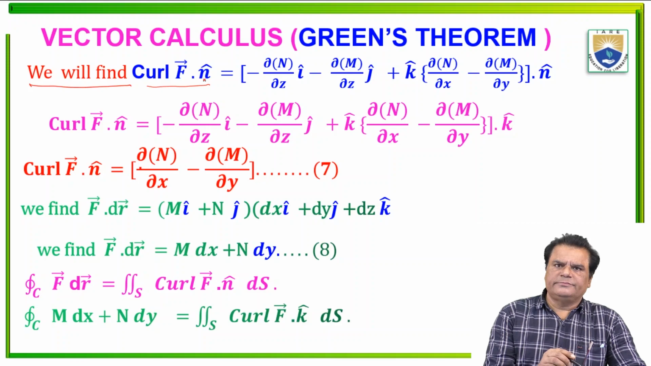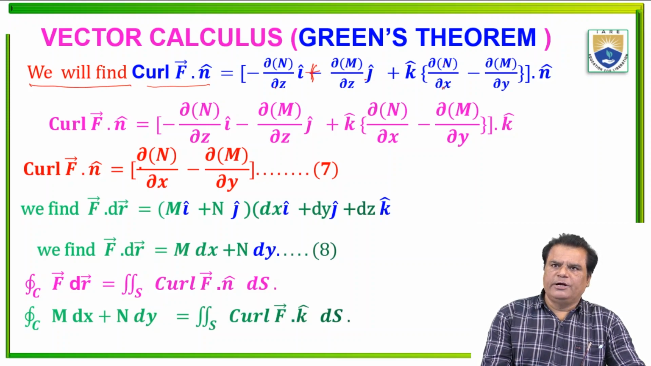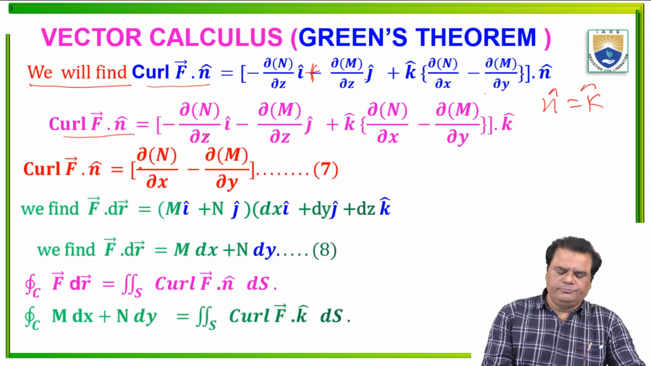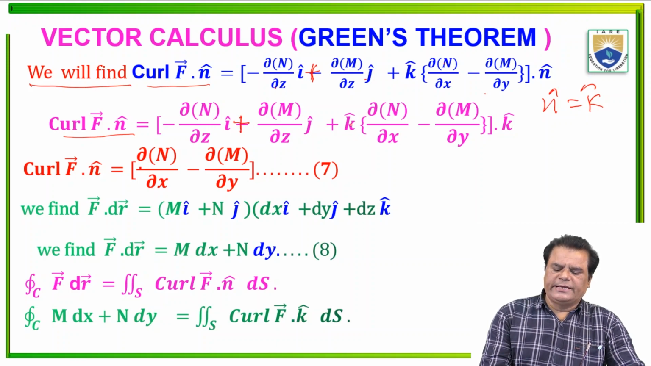Now we will find curl f dot n. So what is curl f? Curl f is minus ∂n/∂z i plus ∂m/∂z j plus k times (∂n/∂x minus ∂m/∂y), dot n. Putting n equal to k, curl f dot n is minus ∂n/∂z i and plus ∂m/∂z j and plus (∂n/∂x minus ∂m/∂y) k, dotted with k vector.